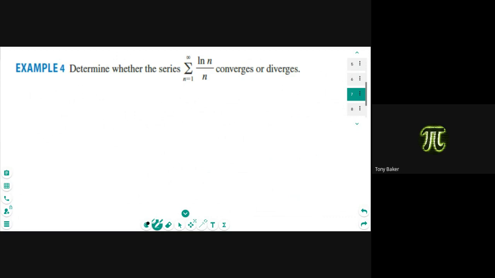The sequence, does that sequence go to 0? The question is, does n get bigger than ln of n? Yes. So ln of n tends to tail off, right? That's the whole point of a logarithm. So the n's going to get bigger on the bottom. So yeah, that's going to go to 0. So we can determine that part.